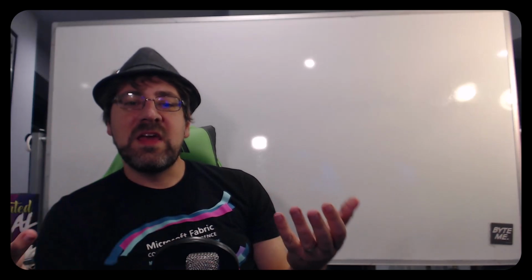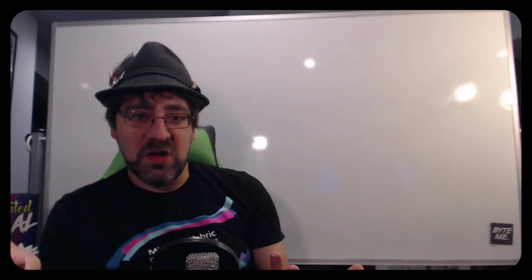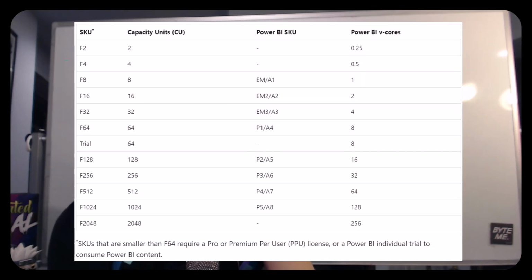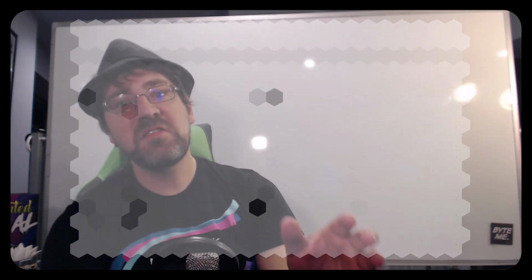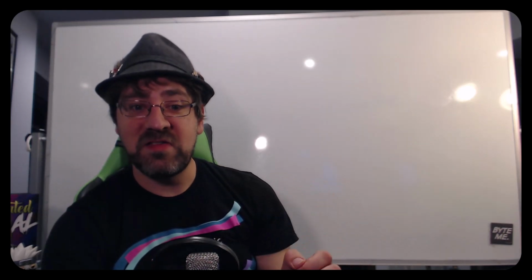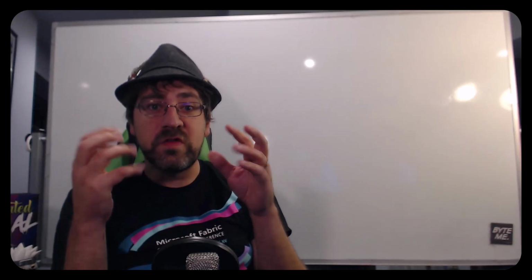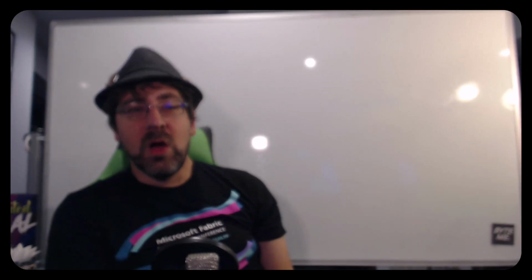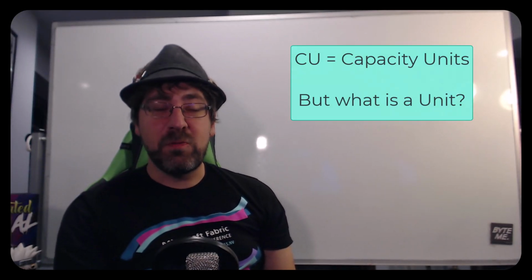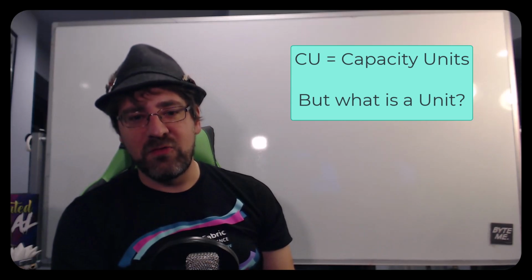Fabric capacity is an Azure resource that you provision, and it comes in a variety of sizes, with the smallest being F2 and increasing in size by powers of 2 until you reach the largest SKU, F2048. The number of this SKU determines how many capacity units, or CUs, you have at your disposal. What is a CU? That's probably best explained in a different video.